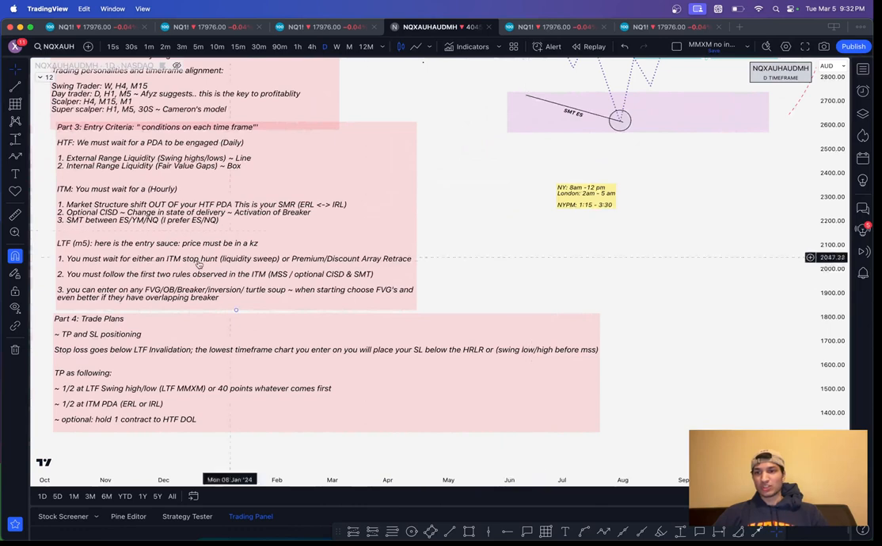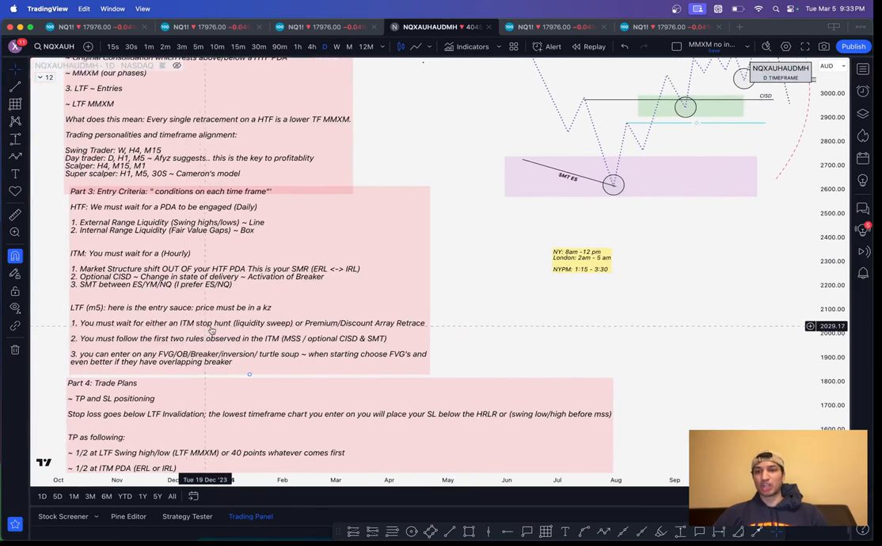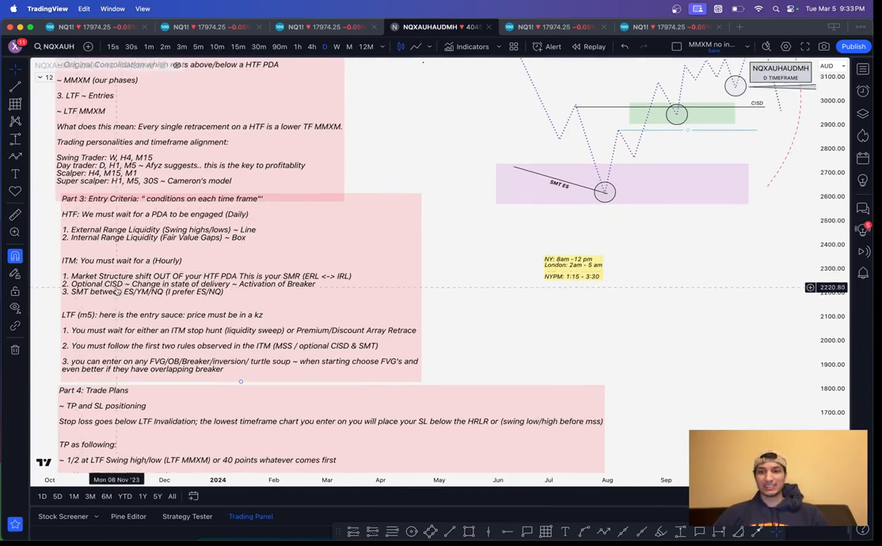long in the market. So on our 5-minute chart, we're going to wait for an intermediate time frame stop hunt, which is going to be a liquidity sweep, or a premium discount array retrace. I'm going to say that again. There's 2 conditions that you must see on the hourly before you go down to the 5-minute. So before you ever consider entries, you need MSS, SMT, and SysD out of your key level. Then you want to wait on your hourly chart, for example, until you see in a kill zone a stop hunt or a premium discount array retrace. Once you see both those things, you can now follow the first 2 rules you saw here on the 5-minute.